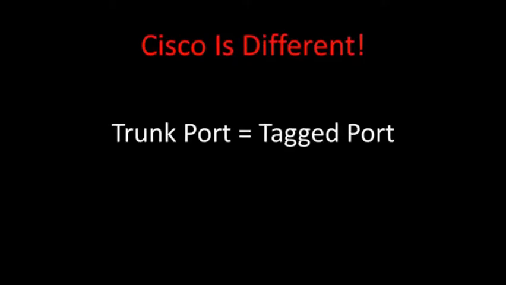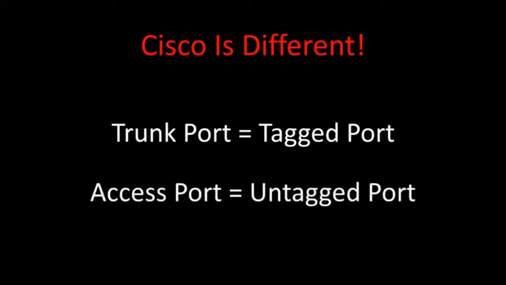And once again, Cisco's terminology is a little bit different to everyone else's. To start with, a trunk port is really a tagged port. This is because of the tag that is added to the frame as it passes between the switches. Also, an access port is really an untagged port.